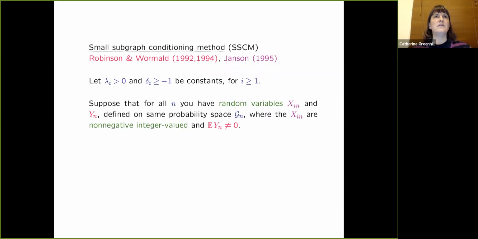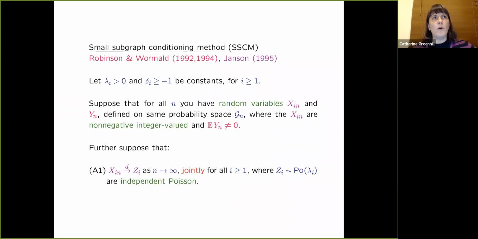And this is going to have nothing to do with graphs, really. It's just probability spaces and random variables. So now G_n is just some probability space. Y_n is the random variable that you're really interested in. And the X_i, or X_in, are random variables that you think are somehow kind of controlling the Y_ns. The X_i should be non-negative integer valued, and all you really care about for Y_n is that it has a non-zero expectation. Normally, Y_n is also a counting variable, so it's non-negative integer valued.